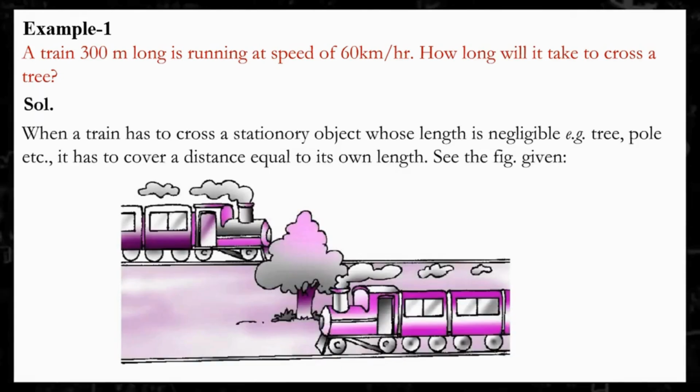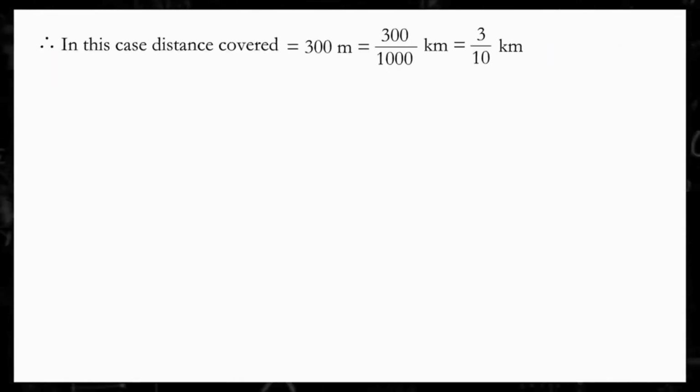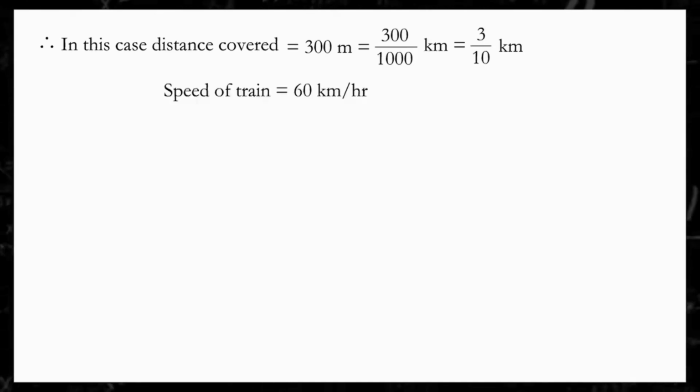Solution. When a train has to cross a stationary object whose length is negligible, for example a tree, pole, etc., it has to cover a distance equal to its own length. See the figure given. Therefore, in this case, distance covered is equal to 300 meters. This is equal to 300/1000 kilometers. This is equal to 3/10 kilometers. Speed of train is equal to 60 kilometers per hour.